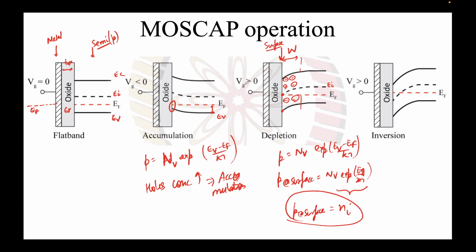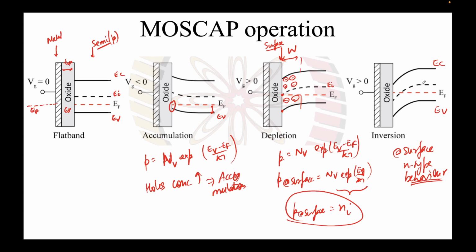What happens if we further increase this bias? If we further increase this bias, you see the bands bend even further, and now at the surface you see Ef is closer to Ec. This is Ec and this is Ev. This implies at the surface now it's n-type behavior, right? But the bulk is still p-type, and at this oxide semiconductor interface, it's n-type. This is an inversion. Its nature has inverted from p to n. Hence this regime, when the nature has become reversed, is called inversion.